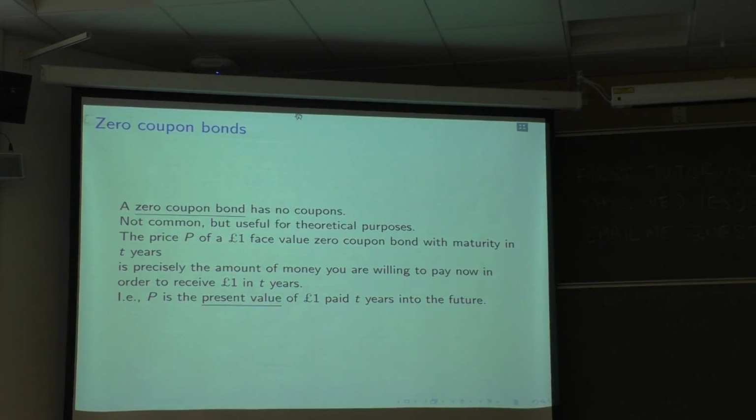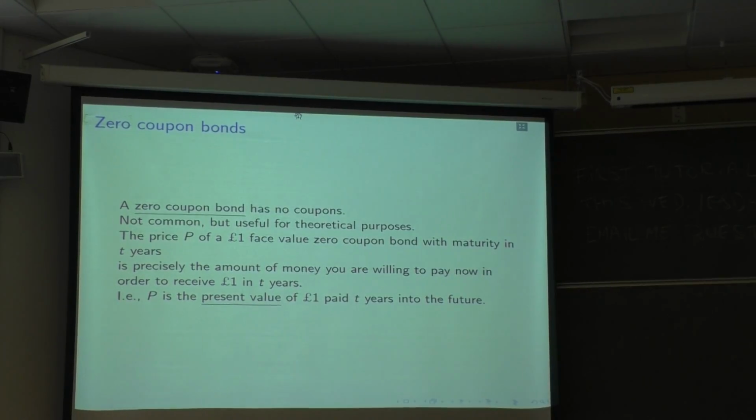Now let's go back then to what we were doing last time. What is the last thing we did last time? We discussed zero coupon bonds. What is a zero coupon bond? It's a bond which has no coupons. It has just one payment in the future, a payment of one, the face value.